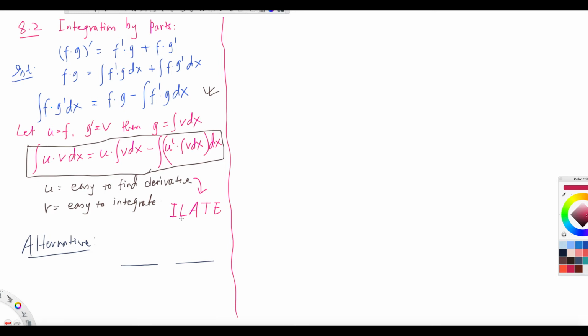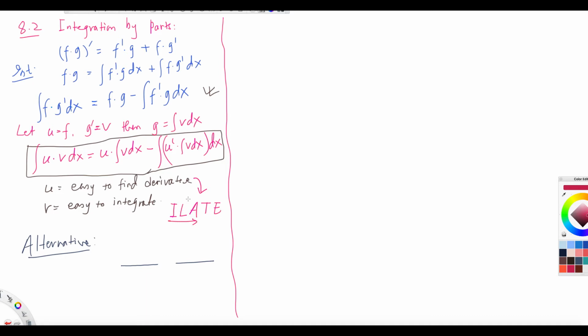If there is a log function in the integral, then the log must be u, the other one must be v. If there is no inverse and log function, but there is an algebraic function like x squared, x cubed, x to the fourth, or x to the 1/2, then that should be u, the other function should be v. If there is no inverse, no logarithm, no algebraic, but there is a trig function, then the trig function must be u, the other function must be v. And finally, if there is an exponential function. These are in order, in priority.